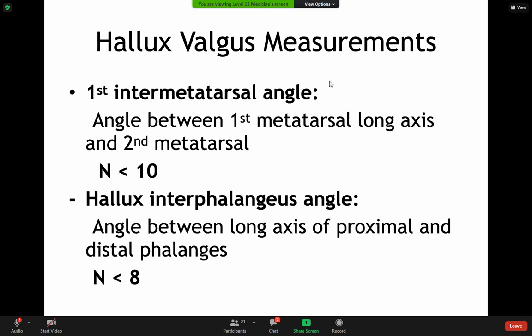The second angle we measure is the first intermetatarsal angle. This angle is between the first metatarsal long axis and the second metatarsal. The angle between the first metatarsal and the second metatarsal is normally less than 10 degrees. If it's more than that, then that's abnormal. The third angle is the Hallux Interphalangeal angle, and this is the angle between the long axis of the proximal and distal phalanges of the big toe. Usually, this is less than 8 degrees.